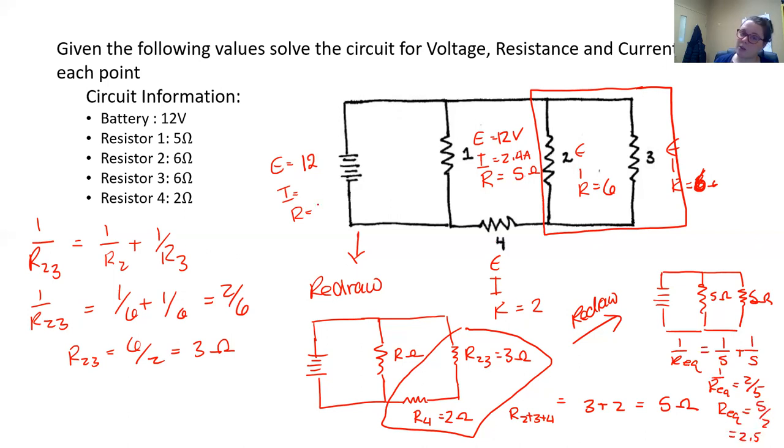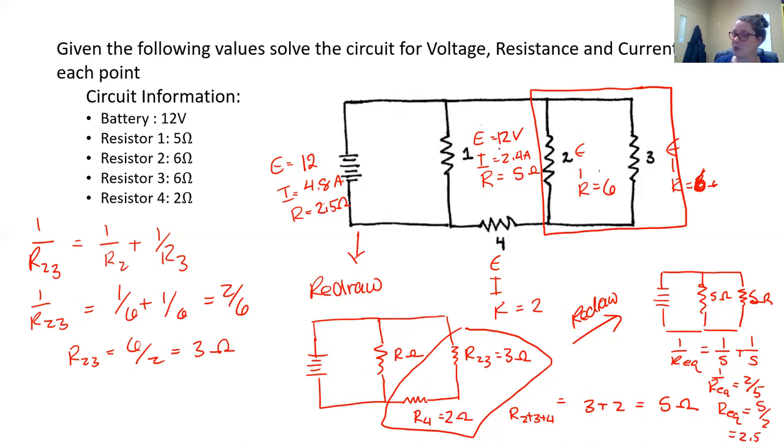So we can go back and look at the end. We got 2.5 ohms there. So 12 divided by 2.5 gives me 4.8 amps through that section of the circuit.